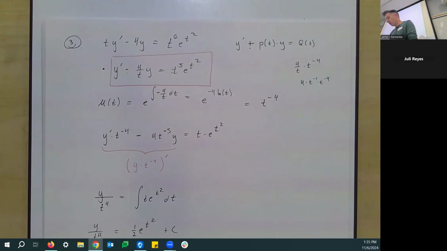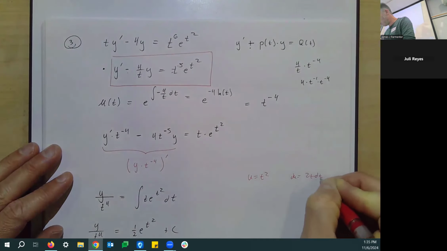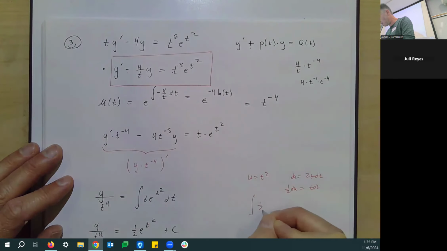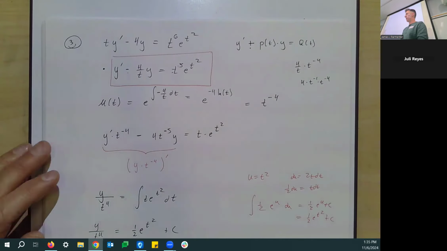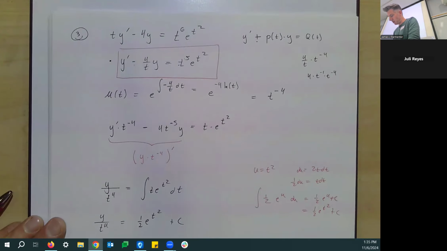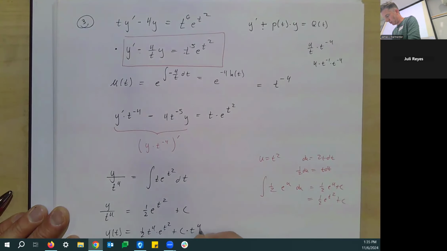Or you could do the u sub, right? You could totally say u equals t squared, du is 2t dt, 1/2 du is equal to t dt. So that's going to be the integral of 1/2 du e to the u, and then you get 1/2 e to the u plus c, which is 1/2 e to the t squared. I just think you can get away without doing it, and that's totally fine. Finally, multiply everything by t to the 4th. So we get our solution that y as a function of t is 1/2 t to the 4th times e to the t squared plus c times t to the 4th.